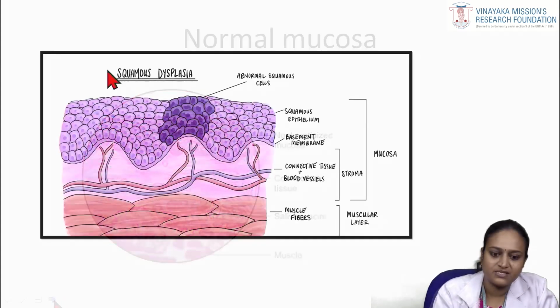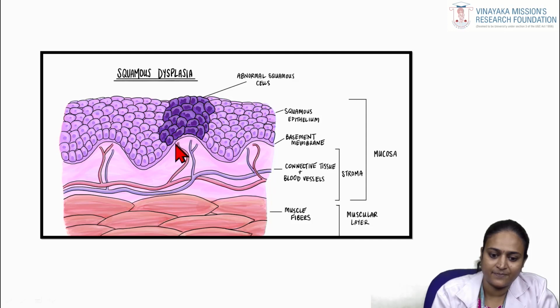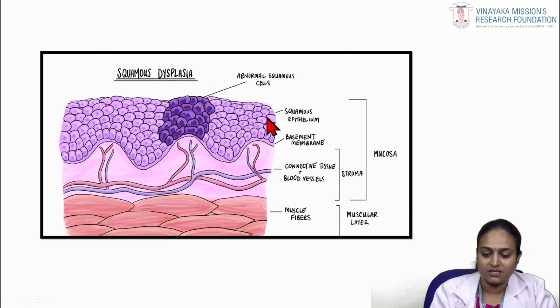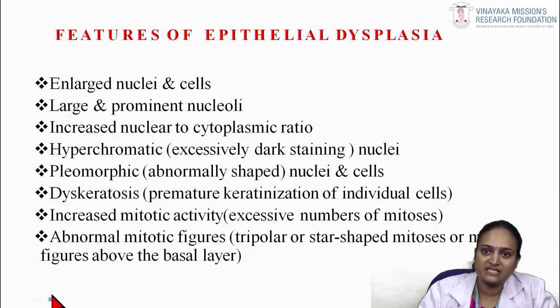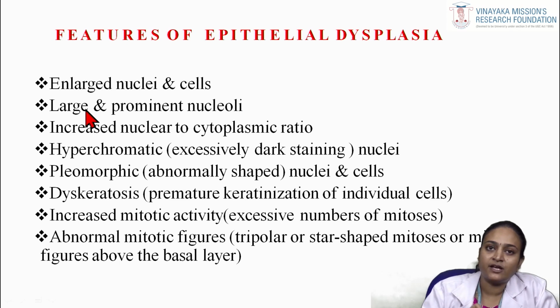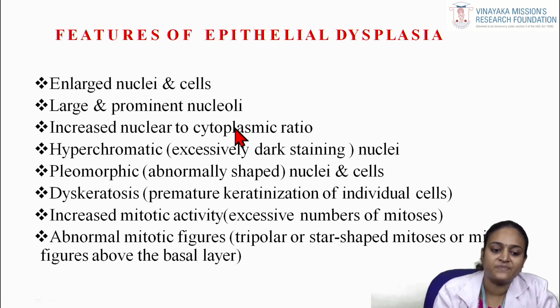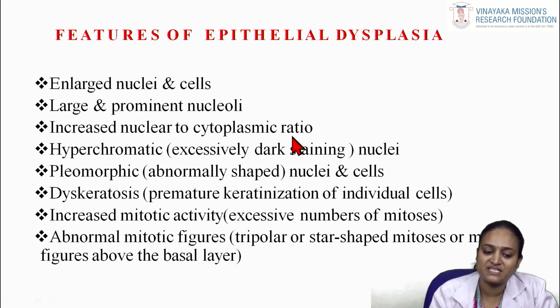Next, this is a dysplastic epithelium. Here you can see the difference between normal epithelium and the dysplastic epithelium. This is an abnormal squamous cell. This is squamous epithelium. Here is the basement membrane. Here is the connective tissue and muscle fibers. These are the features of epithelial dysplasia. You can see the enlarged nuclei and cells, large and prominent nucleoli, an increased nuclear to cytoplasmic ratio, hyperchromatism.